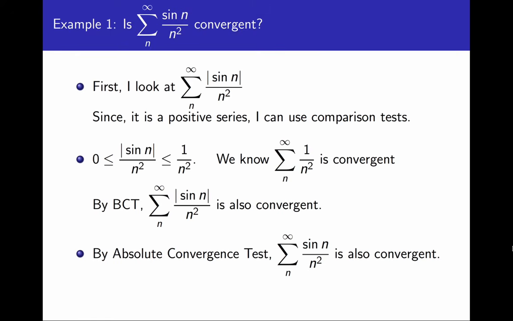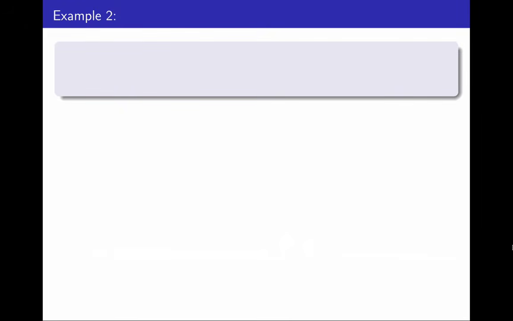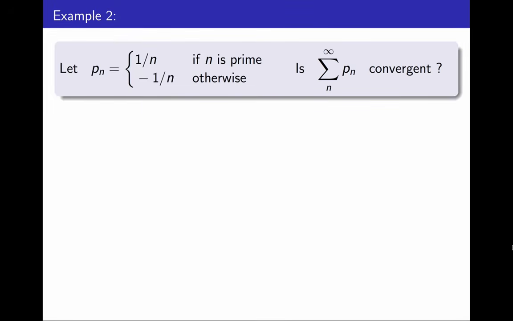For a second example, let's look at something a bit more complicated. For each positive integer n, I define the number p sub n as 1 over n, if n is prime, and minus 1 over n, otherwise. I want to know, is the sum of p sub n a convergent series? Think about it for a moment. This is similar to the harmonic series, but I have positive and negative terms. And the pattern of which terms are positive and which terms are negative is a bit chaotic.